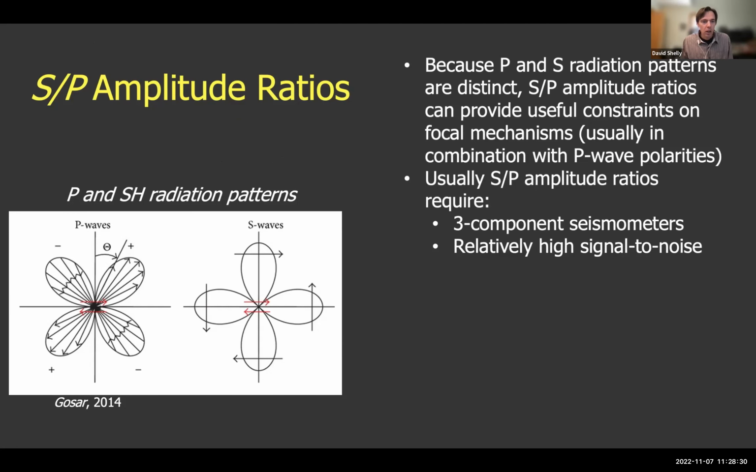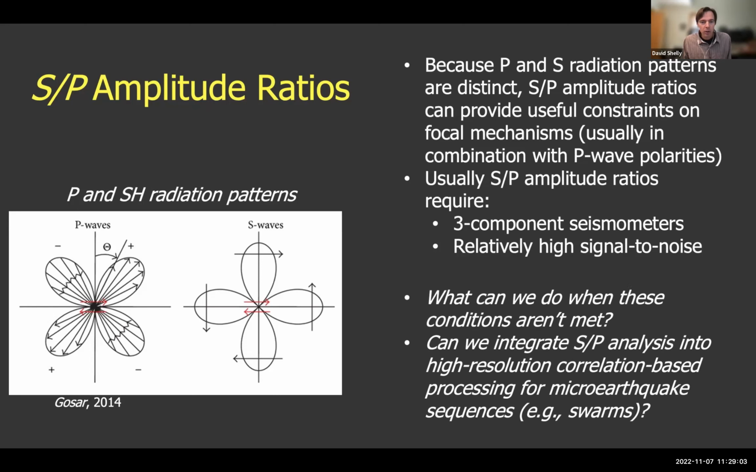Because the P and S radiation patterns are distinct, S to P amplitude ratios can provide a really useful constraint on focal mechanisms, usually in combination with P wave polarities. Unlike P wave polarities, it's not just up or down. The S to P amplitude ratios have a number associated with them. But usually they require 3-component seismometers and relatively high signal to noise ratios. So we wanted to explore what we can do when these conditions aren't met, and in particular, can we integrate this S to P ratio analysis into correlation-based processing?